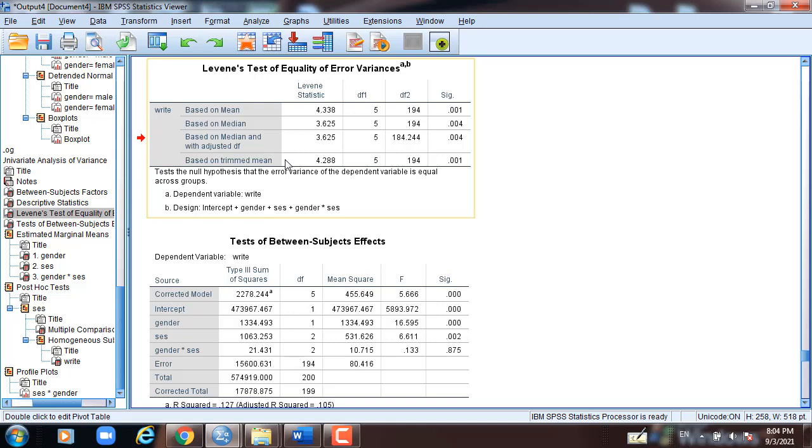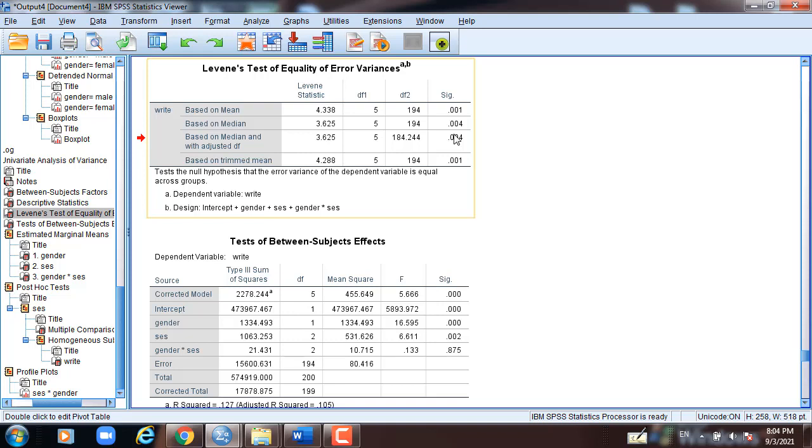But if the p-value is greater than the 5% level, then we would conclude that the variance across groups was not statistically significant, which is equal. In our example, the p-value is less than 5%, as you can see here. Significant, less than 5%, meaning that we conclude that the variance across groups was statistically different, which is unequal. This is for Levene's, and then we move to the test between subject effects table.